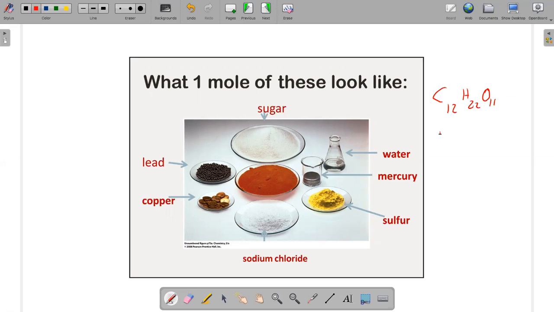But then water, H2O, its mass is only like 18 grams per mole. So it's a little bit of water in a beaker or a pretty big pile of sugar. So when they're equal quantities, they're not always equal masses. That's the other challenge in the laboratory.